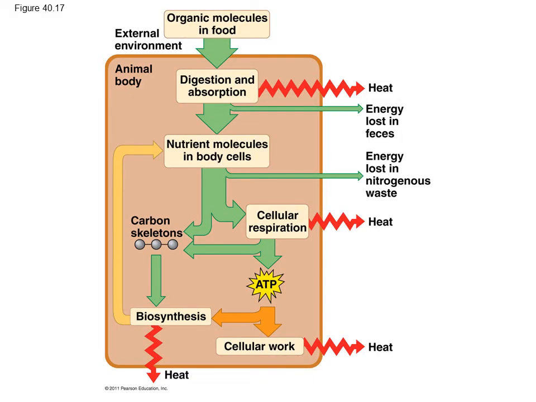Now, figure 40.17 shows an overview of bioenergetics of an animal. The animal takes in organic molecules in food, which then is used to harvest the chemical energy from food known as ATP. The remaining food molecules, which you can see in the figure are labeled carbon skeletons, can be used in biosynthesis.